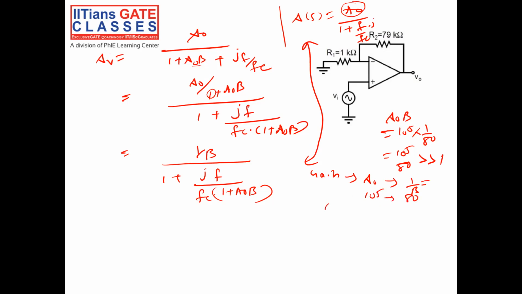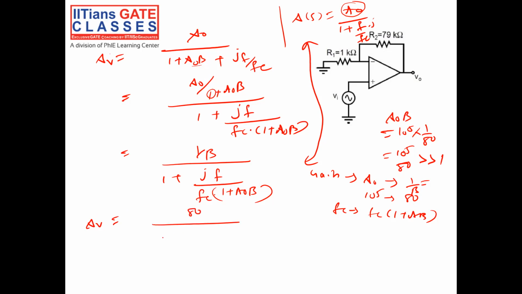And the bandwidth, earlier the cutoff frequency fc, becomes fc into 1 plus A0 beta. So the gain has decreased and the bandwidth has increased by a factor of 1 plus A0 beta. Now put in all the values and calculate the gain at the given frequency. So 1 by beta is 1 by 1 by 80, which is 80.